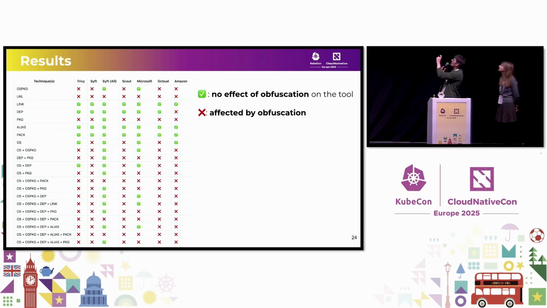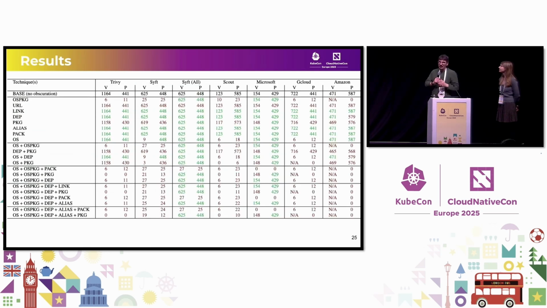As you can see, many of the tools are vulnerable to individual instances of obfuscation, but as more techniques are combined, the tools become more and more vulnerable. So we decided to check the vulnerabilities and packages detected for each tool and technique, just to have a more comprehensive overview. Here's a table that shows, for each technique and each tool, the number of vulnerabilities and packages that are found.